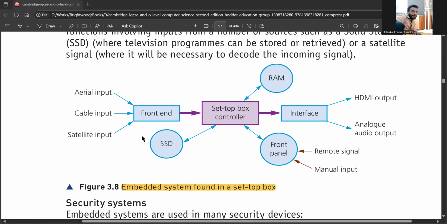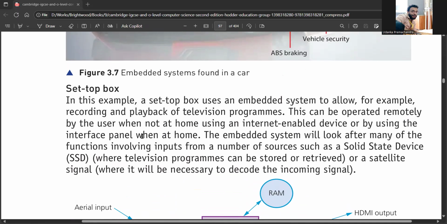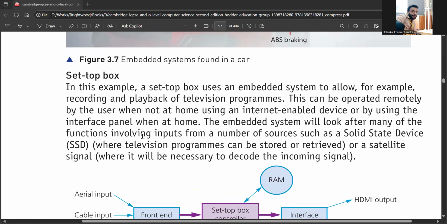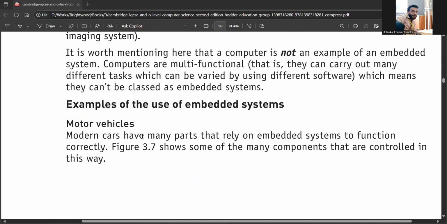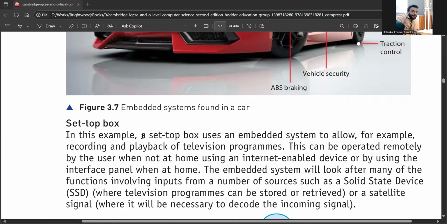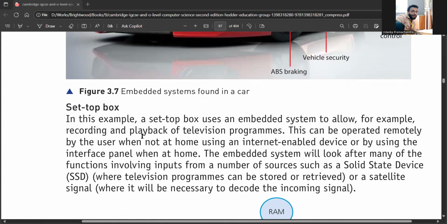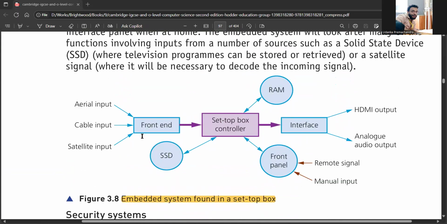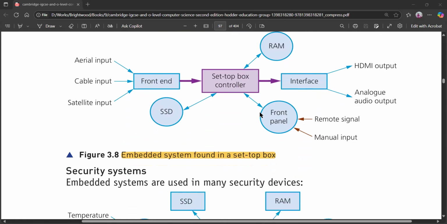Yesterday we discussed, at last, how to create this kind of setup, a set-top box. It is something like what we discussed as an embedded system example in the beginning, the motor vehicle. Next, we discussed the set-top box. I believe you saw this figure yesterday at last. You drew this figure. We will move from that one.